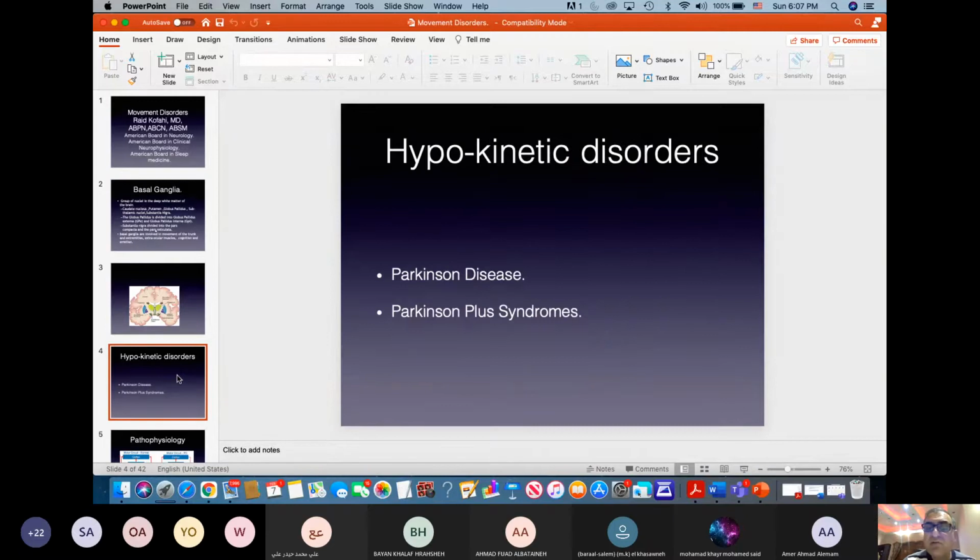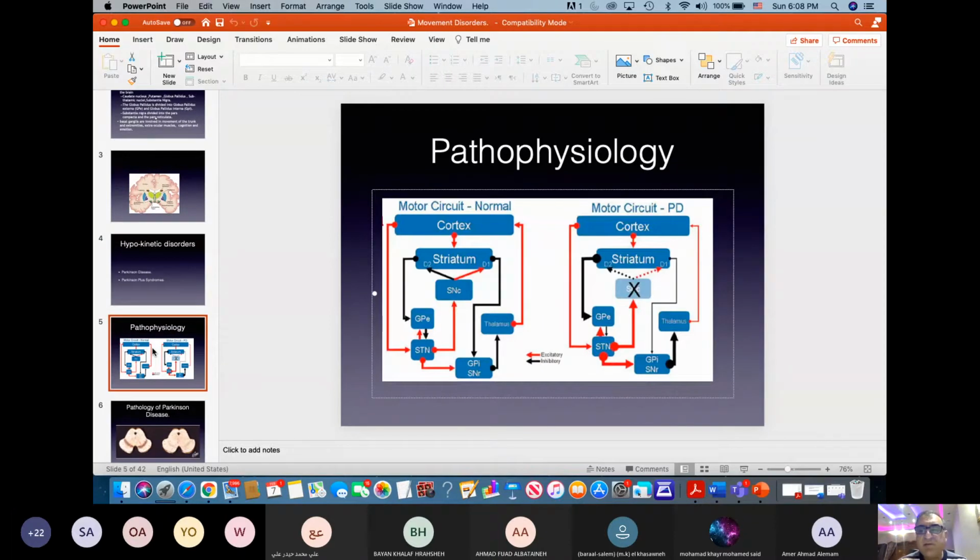Now, when we talk about movement disorders in general, we talk about either hypokinetic disorders or hyperkinetic disorders. Here, we're going to focus mostly on the hypokinetic disorders, namely Parkinson's disease and Parkinson plus syndromes, in addition to the other mimickers of Parkinson's disease. Now, to understand Parkinson's disease and other movement disorders, we have to understand the pathophysiology of the basal ganglia. Now, the neurons in the basal ganglia are connected to each other and to other parts of the brain through neurotransmitters. I mean, that's how neurons talk to each other. They use neurotransmitters.